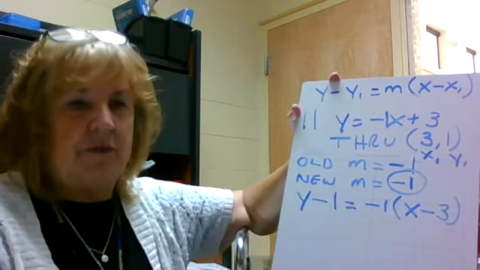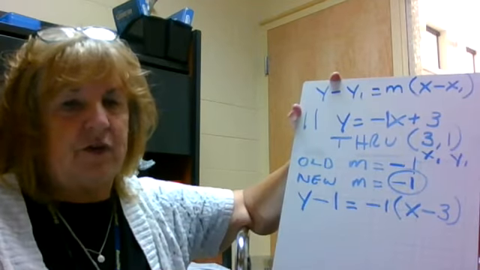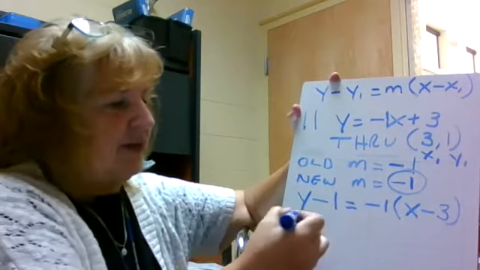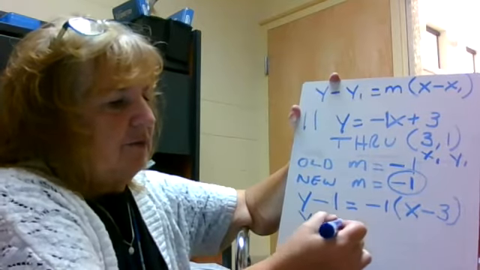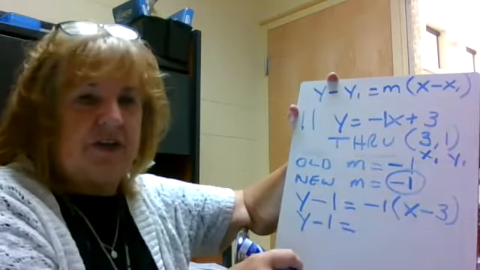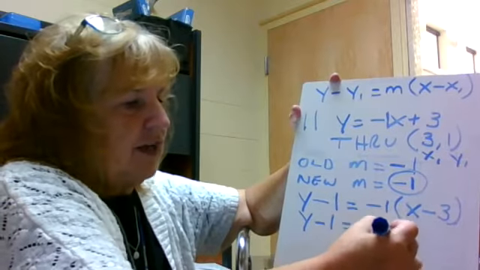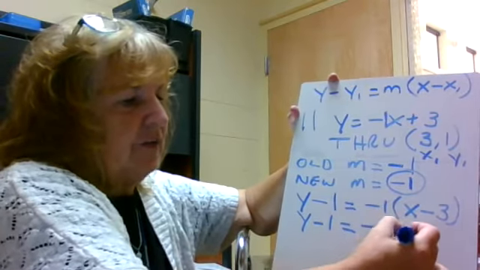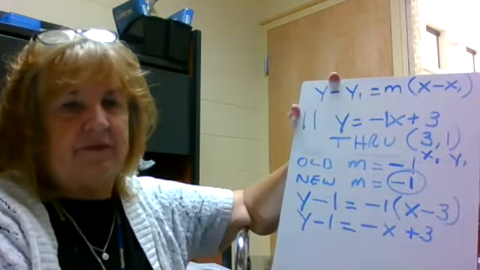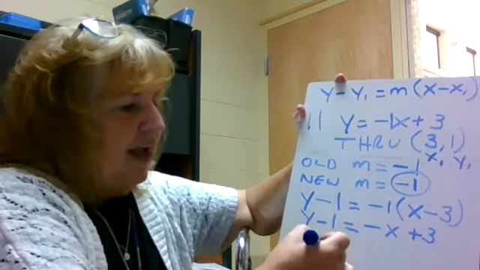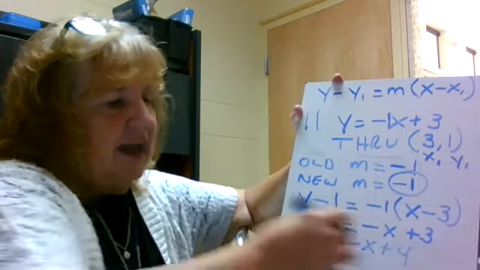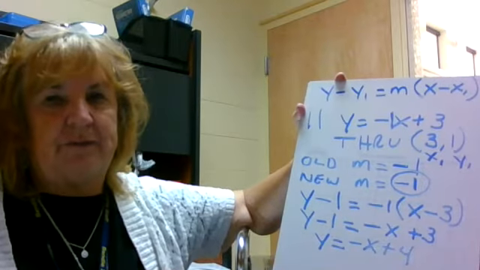This is the point slope form. The direction said slope intercept. That means we have to get rid of the parentheses and get the y by itself. So get rid of the parentheses. You're just going to distribute the negative 1. So you get negative 1x or negative x, and then negative 1 times negative 3 is positive 3, and then you add the 1. And there's your slope-intercept form.